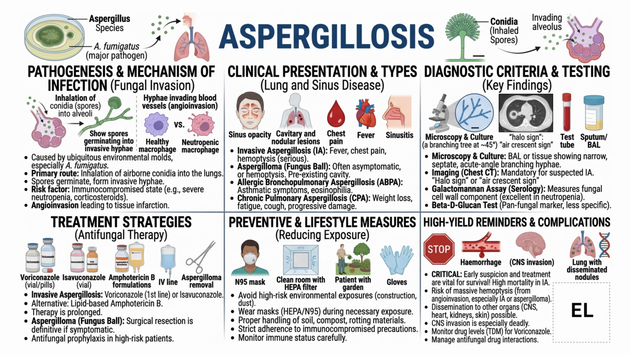Final summary: aspergillosis is a fungal infection caused by Aspergillus species, primarily affecting the lungs after inhalation of spores. It ranges from allergic reactions to life-threatening invasive disease, especially in immunocompromised patients. Diagnosis relies on microscopy, imaging, and serological tests, while treatment centers on voriconazole and other antifungals. Early recognition, proper treatment, and preventive strategies are key to improving outcomes.